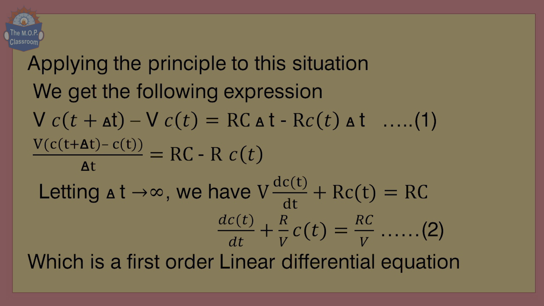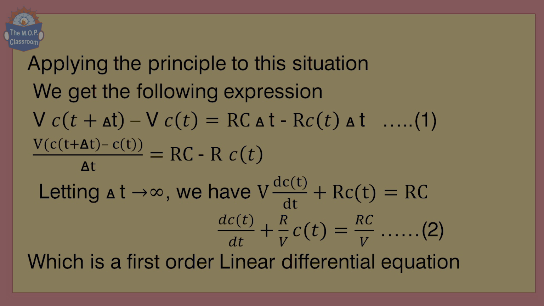Now, in expression 1, dividing both sides by delta T and letting delta T tend to 0, we arrive at the differential equation given by 2, that is dC of T divided by dt plus R by V into C of T is equal to RC by V, which is a first order linear differential equation of the form dy by dx plus P into y is equal to Q. Solving this differential equation, we will be able to arrive at the expression for C of T.